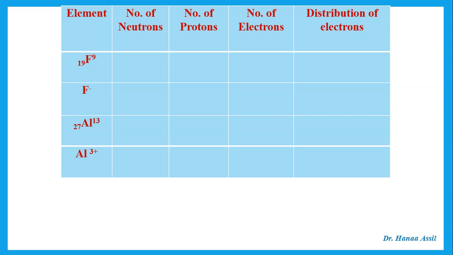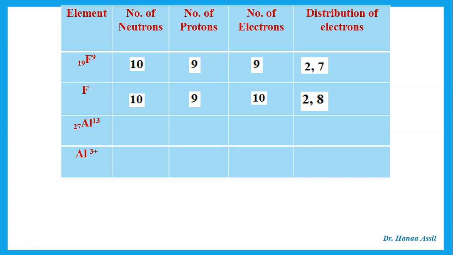So if I have normal fluorine with atomic number 9, mass number 19, the number of neutrons, how do we get it? The difference between 19 and 9. Number of protons is the atomic number, number of electrons is the atomic number. Distribution of the 9 electrons would be 2 in the first shell, 7 in the second shell. But if I have F minus, what does F minus mean? You should remember that F minus means I added an electron. Number of neutrons is the same. Number of protons never changes. Number of electrons, now I have 1 extra, so now it is 2,8,8.